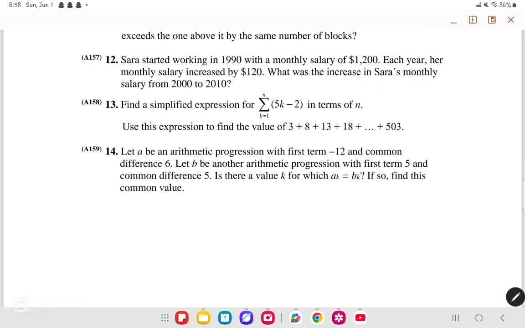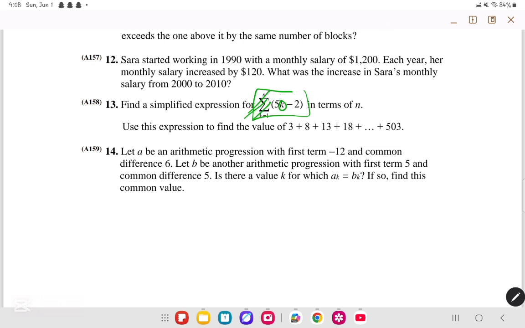Find a simplified expression for this in terms of n. Okay, so how do you make a simplified expression of this? Personally, how I do it is I replace the value of k. So first of all, I will ignore this. It's like it does not exist anymore.